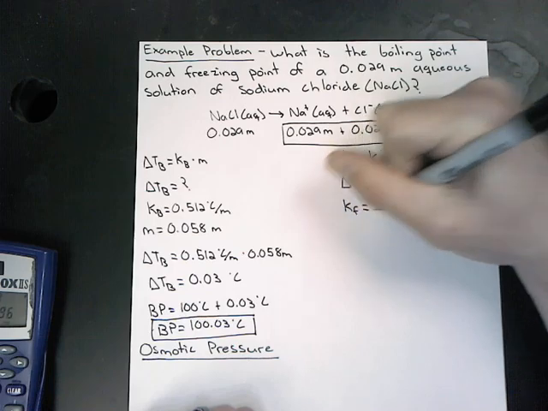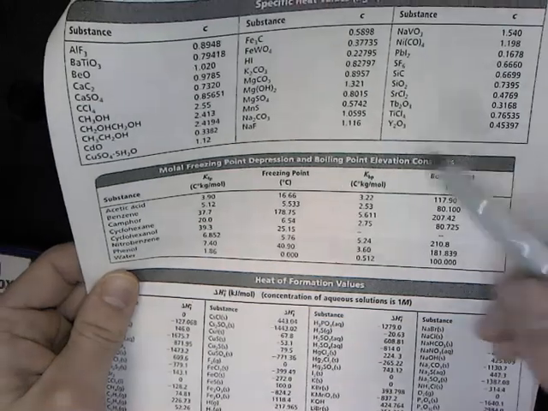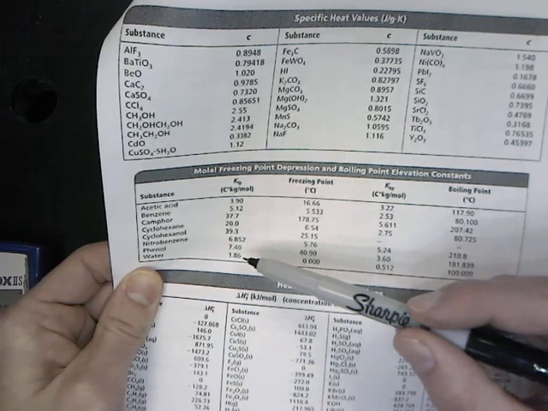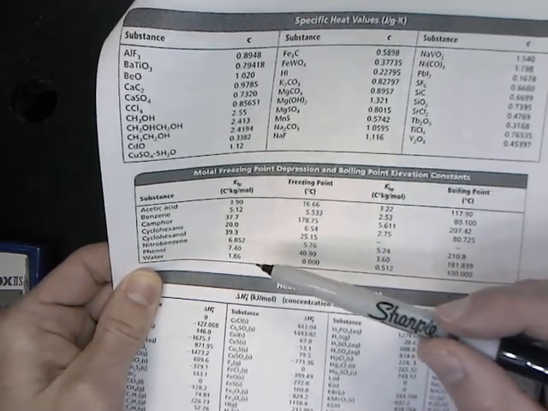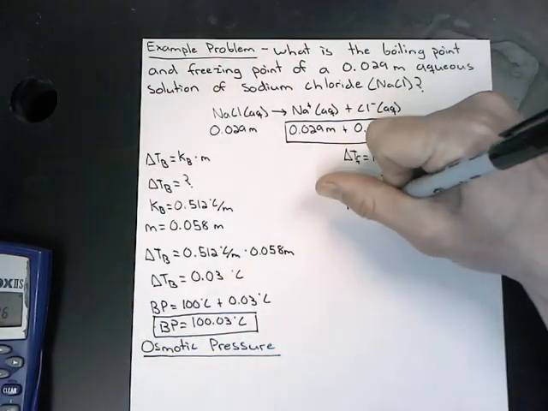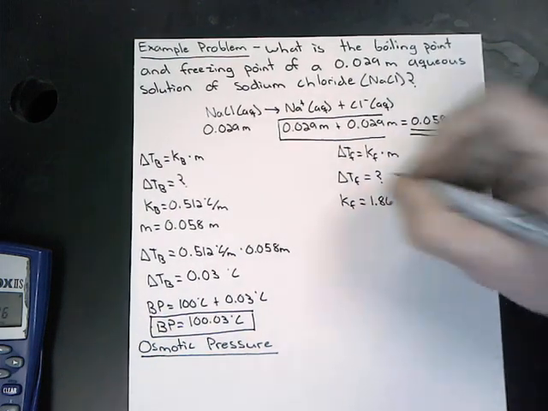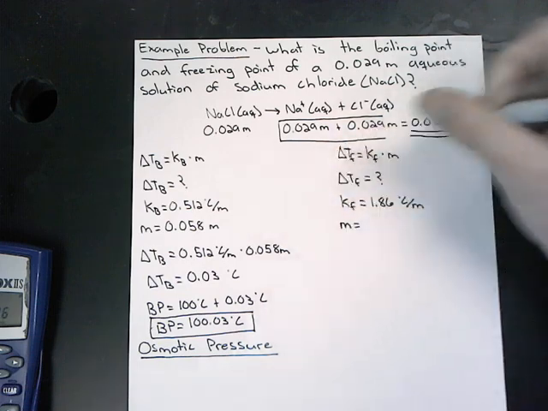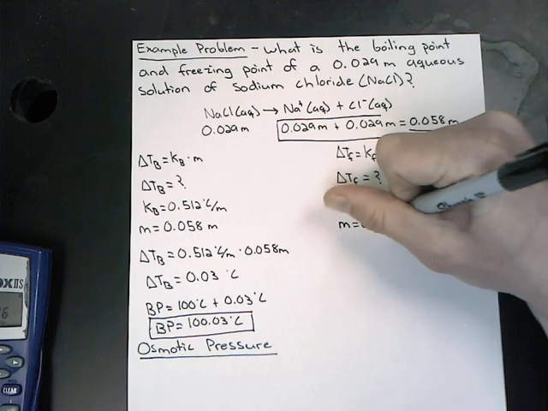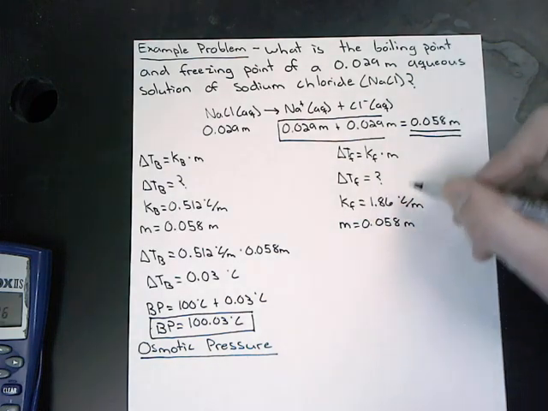The Kf is a constant, and again, this constant can be found right on this chart. Under Kf's, looking at the solvent water, we have a value of 1.86 degrees Celsius per m for molal. So I'm going to write down 1.86 degrees Celsius per molal. And our molality, which we spent the beginning of the problem talking about, is still 0.058 m. So we have two of the three variables.